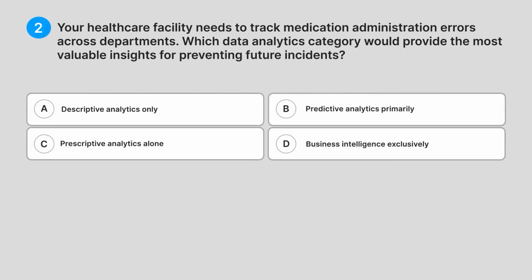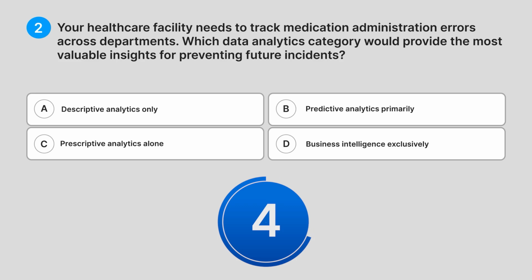2. Your healthcare facility needs to track medication administration errors across departments. Which data analytics category would provide the most valuable insights for preventing future incidents? A. Descriptive analytics only. B. Predictive analytics primarily. C. Prescriptive analytics alone. D. Business intelligence exclusively. Do you know the answer?